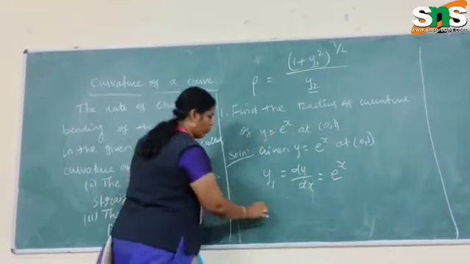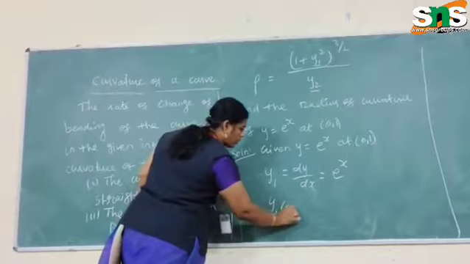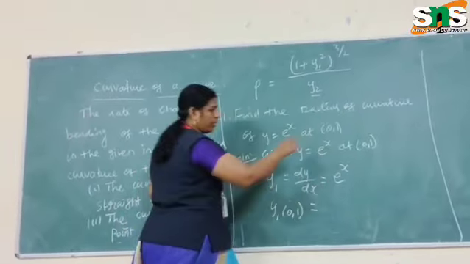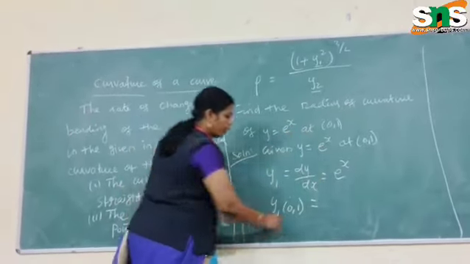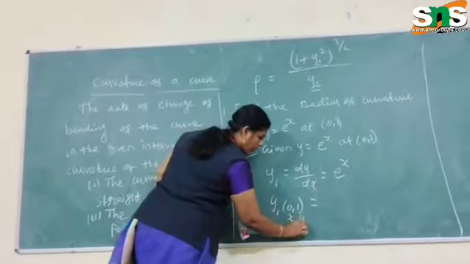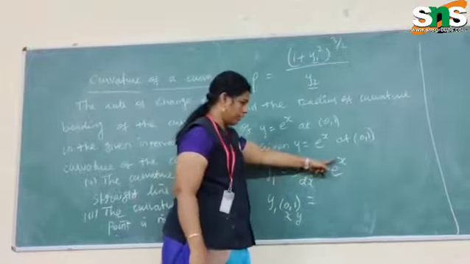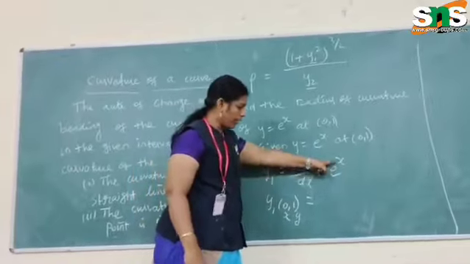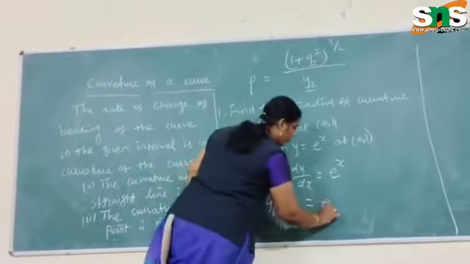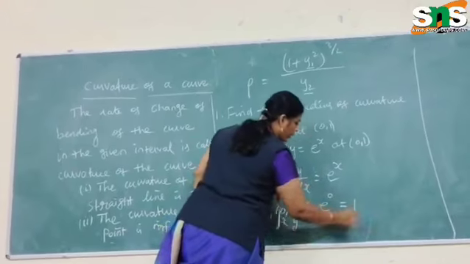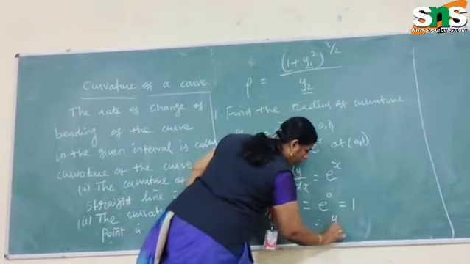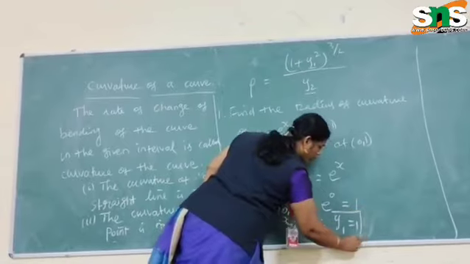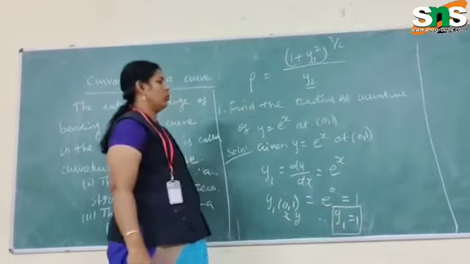Given the point (0, 1). Now substitute in y1 the point (0, 1). Take this point as x, this one is y. Now substitute in e power x, which has only x. Now substitute x equal to 0. Here e power 0, anything power 0 equals 1. Therefore y1 equal to 1, or dy by dx equal to 1.